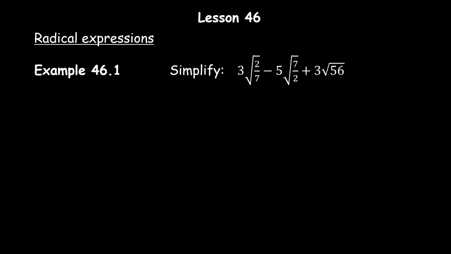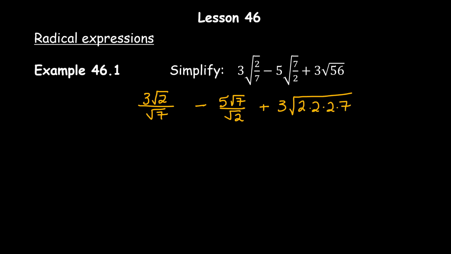So we're going to try to write small because we've got a lot to do here. So 3 times the square root of 2/7 is the same thing as 3 times the square root of 2 over the square root of 7. 5 times the square root of 7 over 2 is 5 times the square root of 7 over the square root of 2. And then 3 square root of 56, I'm going to change that into 3 square root of the prime factorization, 2 times 2 times 2 times 7.